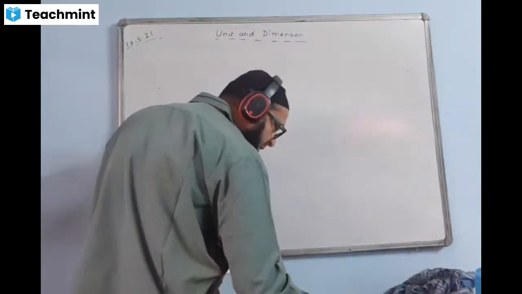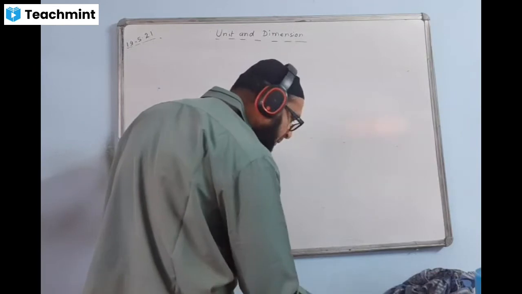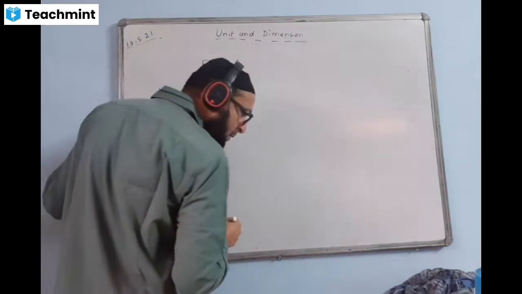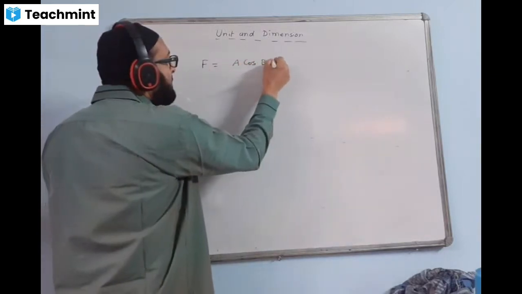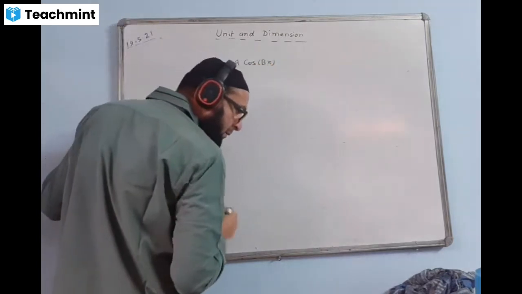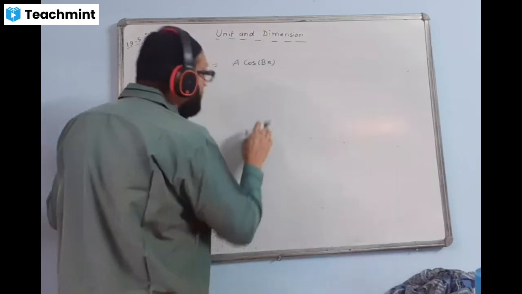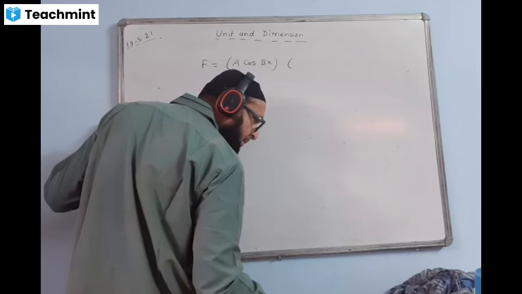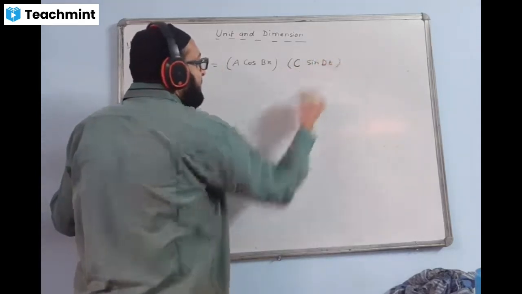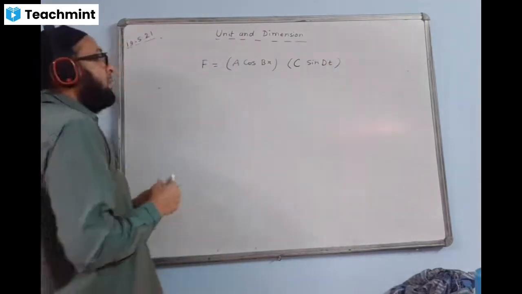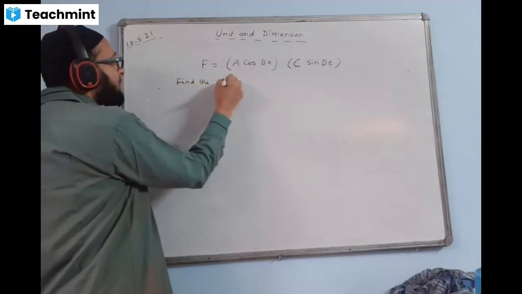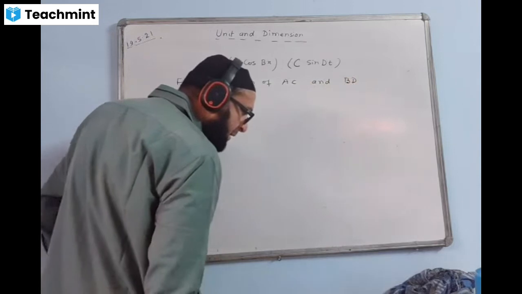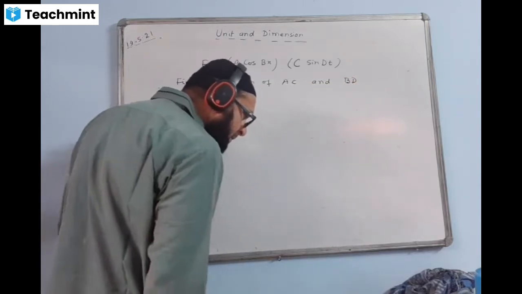Suppose they have given a question here, let us check. It is given as F equals A cos(Bx) times C sin(Dt). The question says find the dimension of AC and BD.